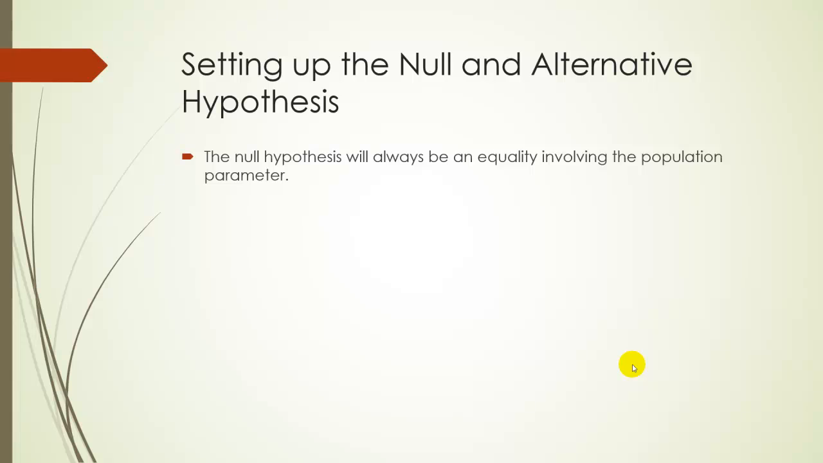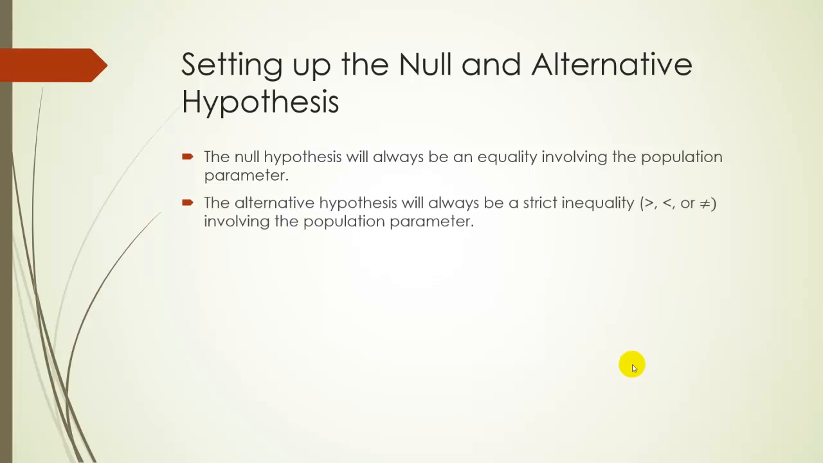In other words, it's always going to have an equal to sign component, and it's just the default state. The alternative hypothesis is always going to be a strict inequality. By strict inequality, I mean it's going to have a not equal to sign, a greater than sign, or a less than sign. It's going to be one of these three symbols. And again, it's going to involve the population parameter.